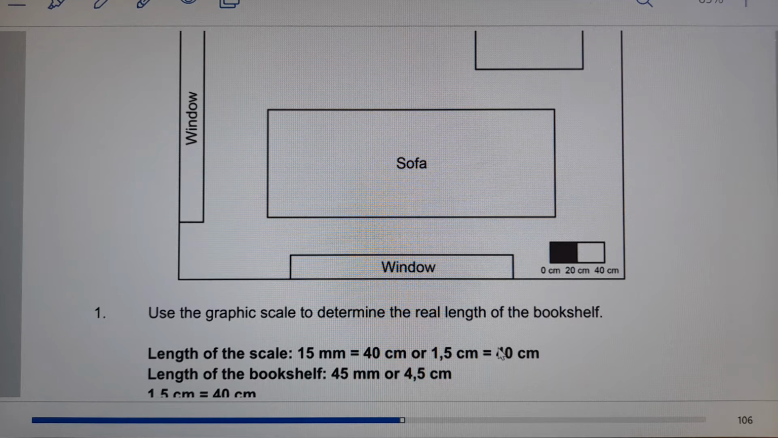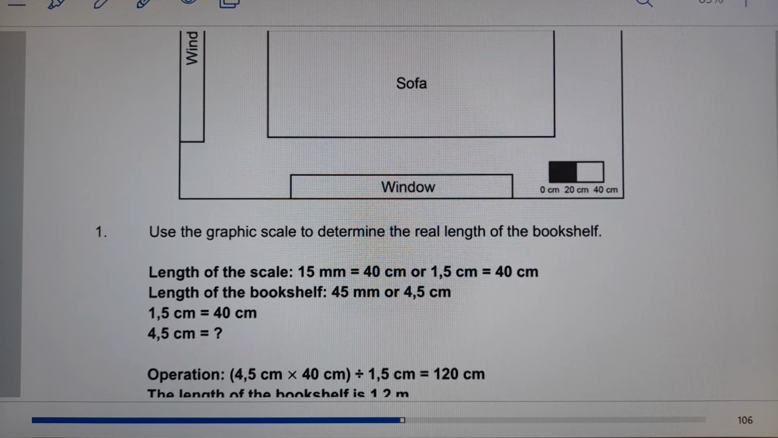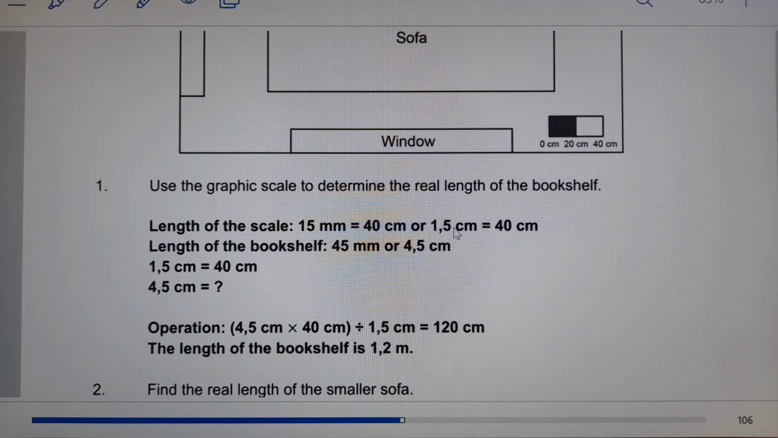So my map scale is this one. I have 1.5 here, so I am going to use this 1.5. Now I measure the length of the bookshelf, and the length comes to be 45 millimeters, and I convert that to centimeters. So this is the map distance.